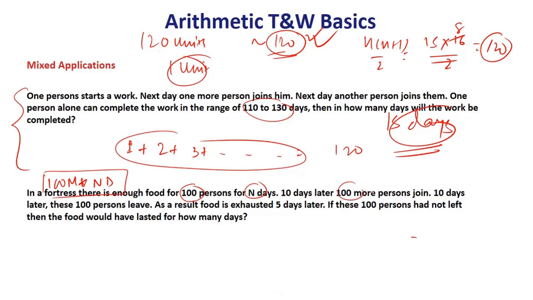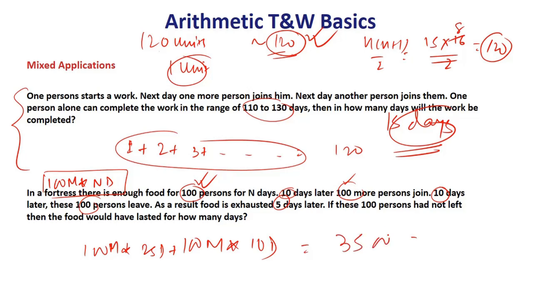10 days later 100 more people join in. 10 days later these 100 people leave. So the additional 100 people were there for 10 days. As a result, food is exhausted 5 days later. So 10 days and then 10 days and then 5 days, so total 25 days. So the initial 100 people were there for 25 days. So 100 men into 25 days. So the total amount of work to consume the food will be 3500 man days.